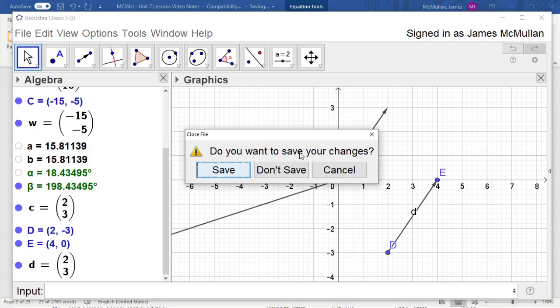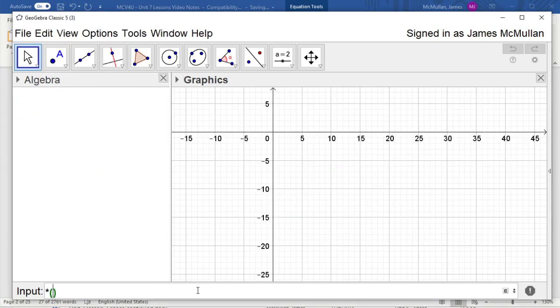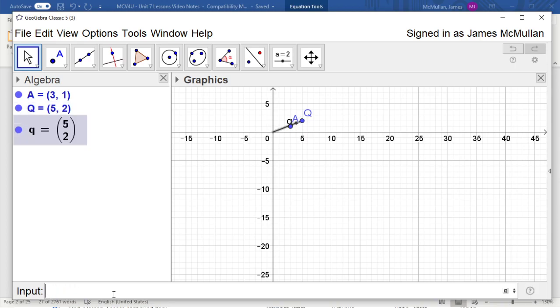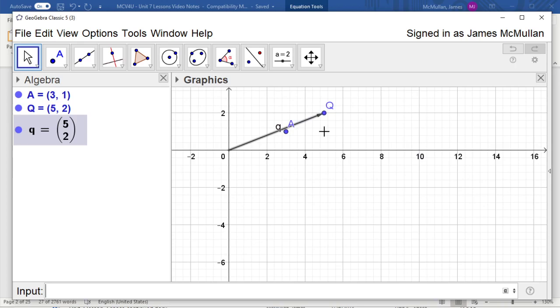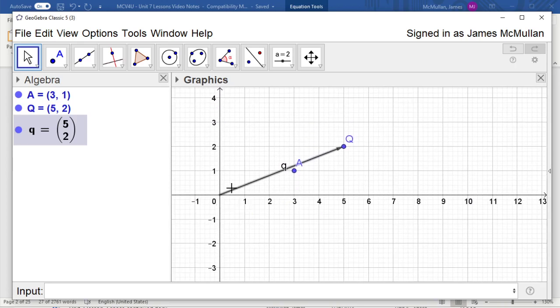How does GeoGebra handle this? If I type in 3, 1, it assumes I meant a point. If I say q equals 5, 2, it assumes I mean a point. However, if I make q lowercase, now it draws a vector. And the vector it draws goes from the origin to point q. So of course they are related and very similar. The vector OQ is the same thing as the point q in some ways, because it's how to get there from the origin. But they're not the same thing.